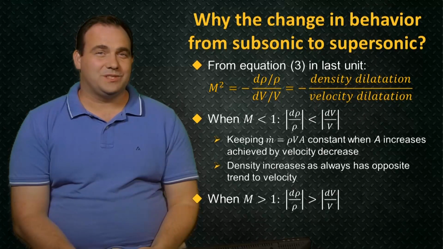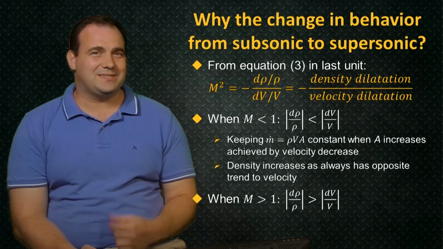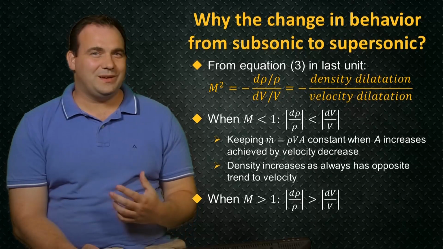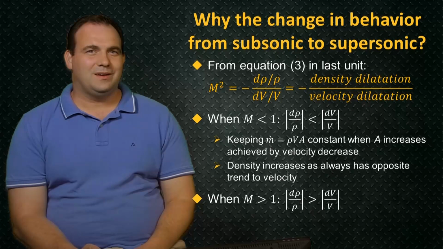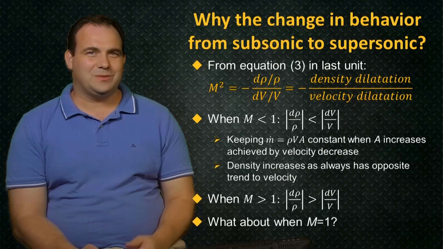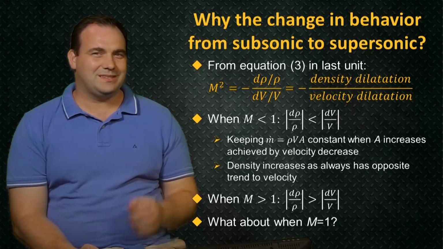On the other hand, for a supersonic flow, large density changes can be induced, and the density dilatation dominates over the velocity dilatation. So, for example, an increase in area will be counterbalanced by a decrease in density. One interesting question that still remains from this discussion is what happens when the Mach number is exactly 1? We'll look at this in the next unit.